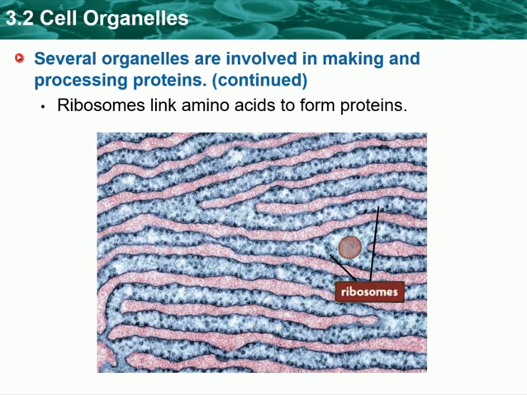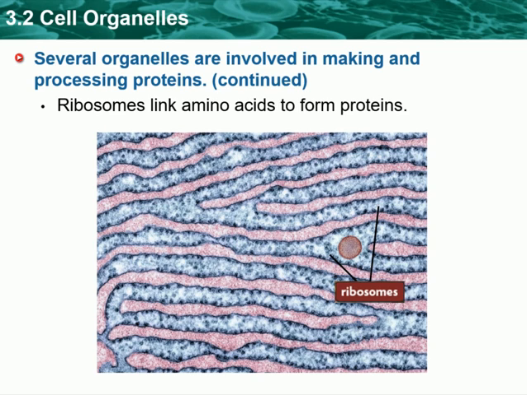In some regions, the ER is studded with ribosomes, which are tiny organelles that link amino acids together to form proteins. Ribosomes are both the site of protein synthesis and active participants in the process. Ribosomes are themselves made up of proteins and RNA. After assembly in the nucleolus, ribosomes pass through the nuclear pores into the cytoplasm, where most protein synthesis occurs.